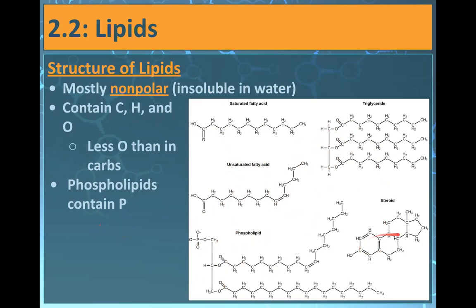Steroid is going to be this 4-ring structure where they share carbons, and they can have a whole bunch of other things coming off of them, but this is just the general structure of a steroid. So an example of this would be like a cholesterol.